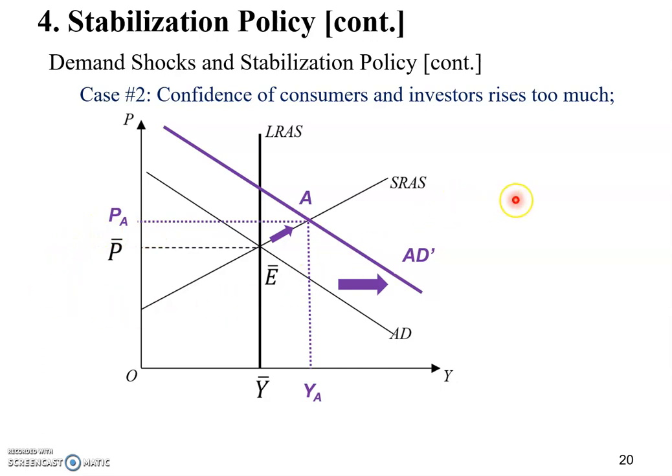Now some people may believe that this is pretty good, right? Because we're producing more than the potential, so the government should keep its hands off the economy. But remember, as we said before, Y bar is the potential level, the best level for the long term. We could go beyond Y bar, but we don't believe that's going to be sustainable.